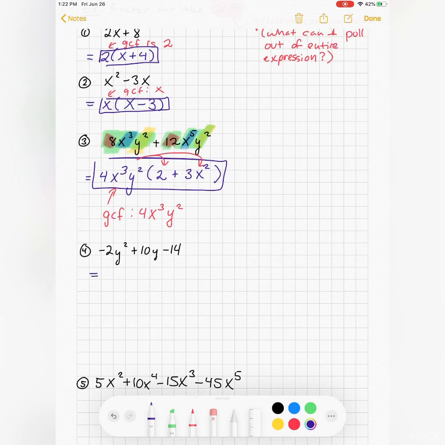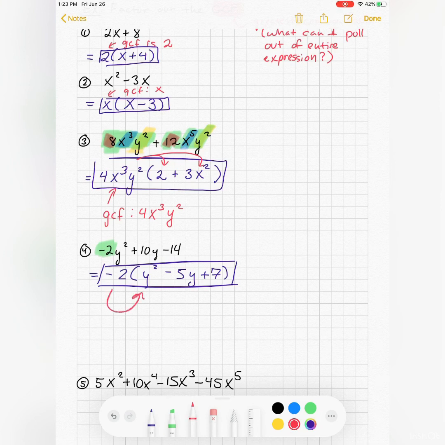Okay, what can I take out here? Well, all terms are divisible by 2, but when we have this lead negative, we typically pull a negative out. So if I pull that negative 2 out, I basically have to change all the signs here. So think about distributing this through. I'd have negative 2y squared. Negative and negative makes positive 10y minus 14.